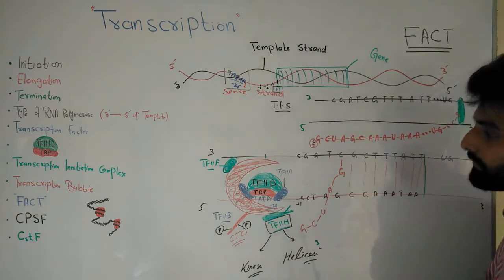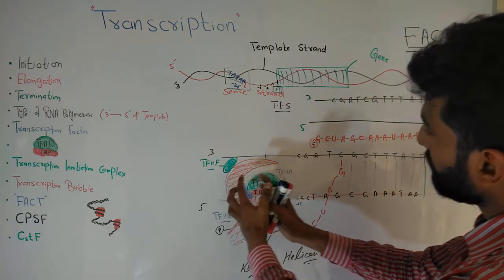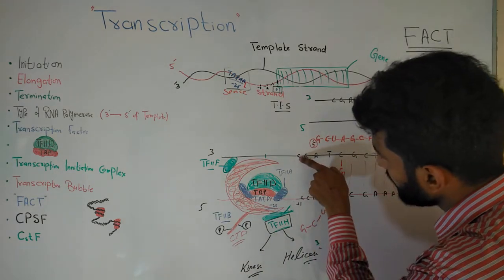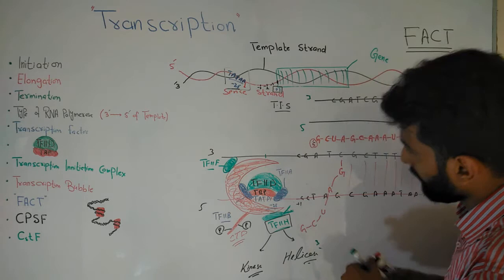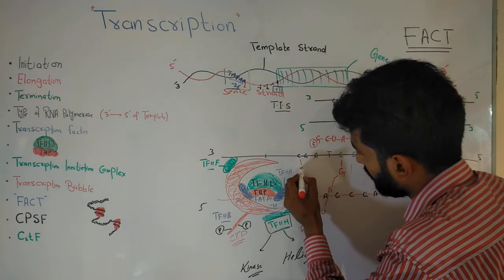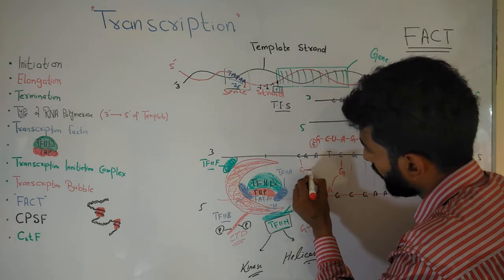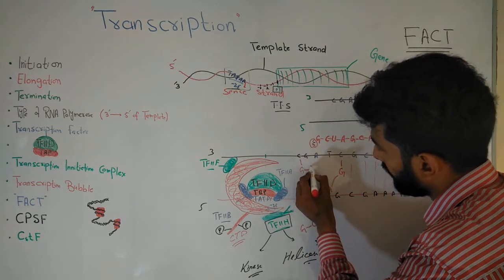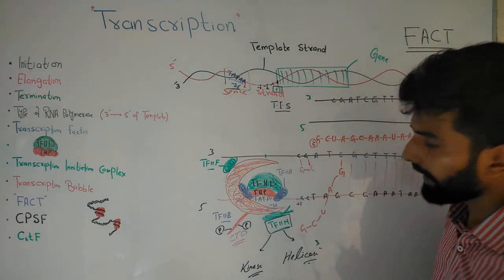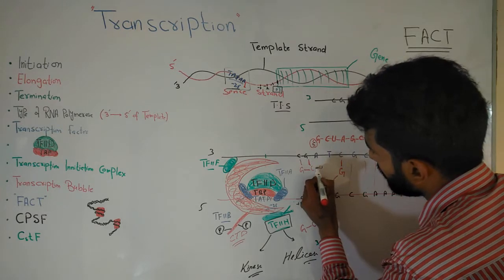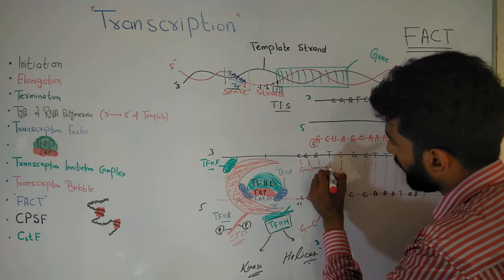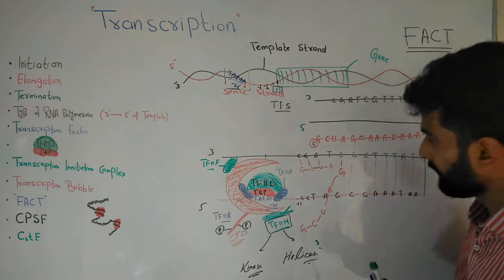So when the RNA polymerase keeps on moving, what will it do? Against C, it will add G. Initially it was like this. Against C, G was added, and a phosphodiester bond was made. Against C, G, C was added, a hydrogen bond was made, and a phosphodiester bond was made. Against A, U was added, and against T, A was added, and so on.